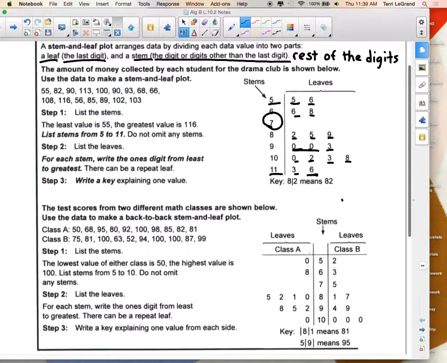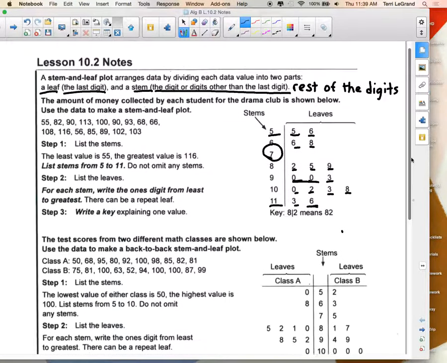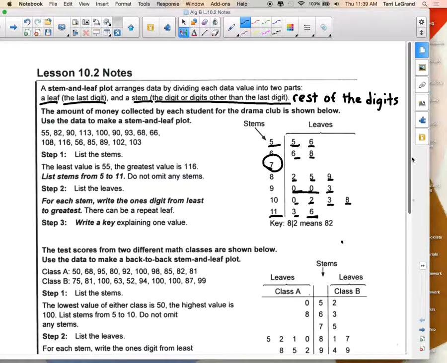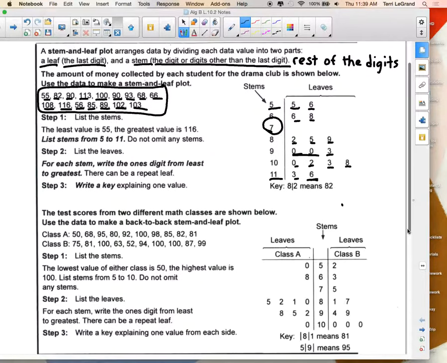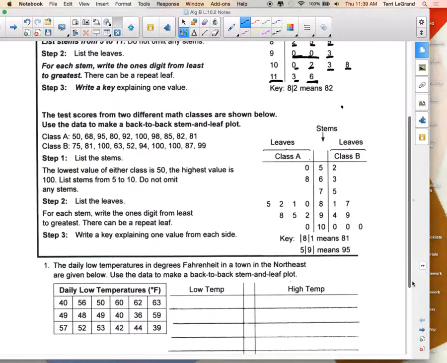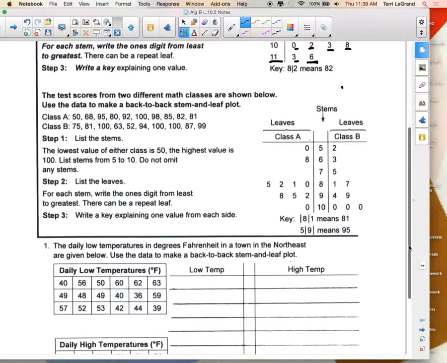So my point being here, when you are done making your stem and leaf plot, you need to go back to your data set. And you better make sure that you have the same amount of values there. 1, 2, 3, 4, 5, 6, 7, 8, 9, 10, 11, 12, 13, 14, 15, 16. We don't want to leave any of our data values out. We want to make sure we have them all. Okay? So that's just a single stem and leaf plot. The next one is representing test scores from 2 different math classes.